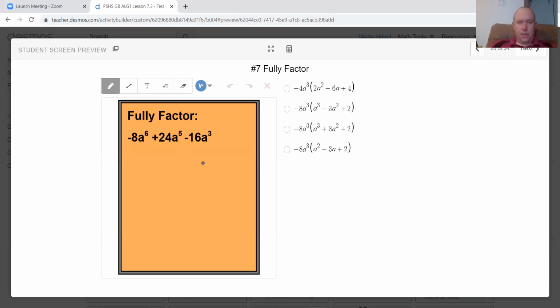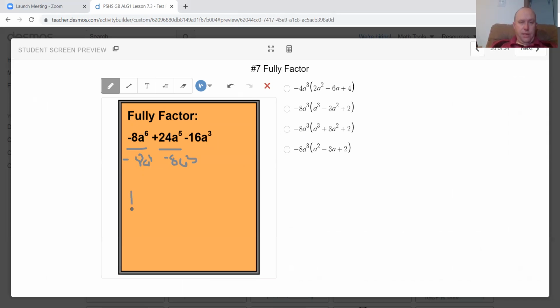So it looks like it's between these ones here. For the exponents, 6, 5, and 3. 3 is the smallest one, so I know it's between these 3 answers here. And then to find out which one it is, we're going to divide each term by -8a cubed, and do it for each one. And I'm hoping actually if I just do the first 2, that might be enough.